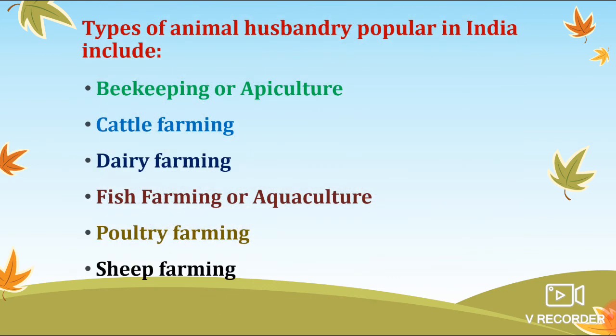So what are the things that are very popular in India? Beekeeping, also known as apiculture, cattle farming, dairy farming, fish farming, or aquaculture you can say, because only in an aquatic habitat can we farm the fish, poultry farming and sheep farming. These are the major animal husbandry works that we are doing in India.